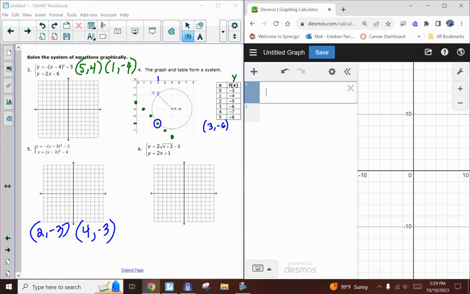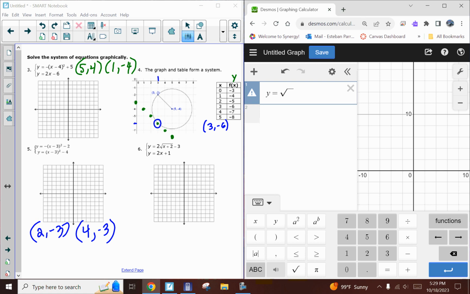Y equals square root. I'm going to enter in the square root real quick. And you can also type SQRT and it'll put in the square root for you. So it's x plus 2. Get out of the square root and put minus 3. And then y equals 2x plus 1.